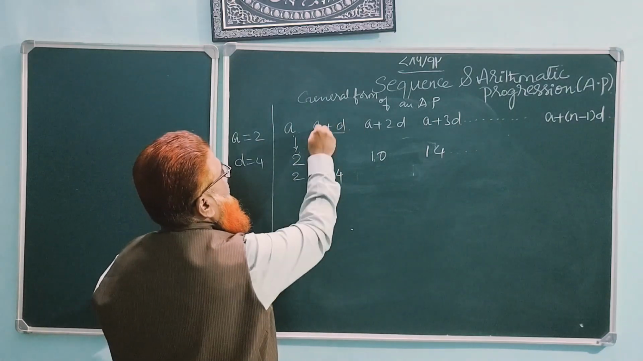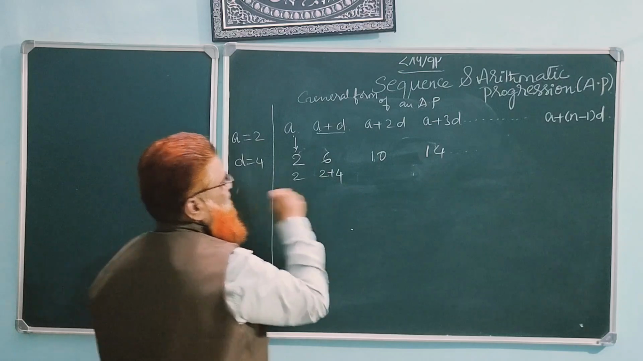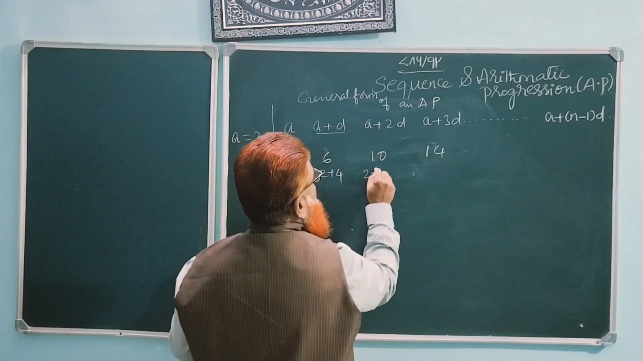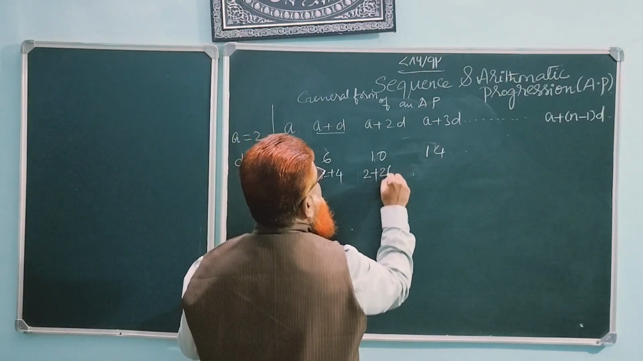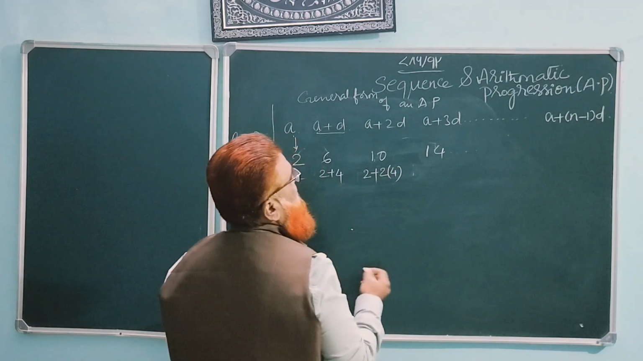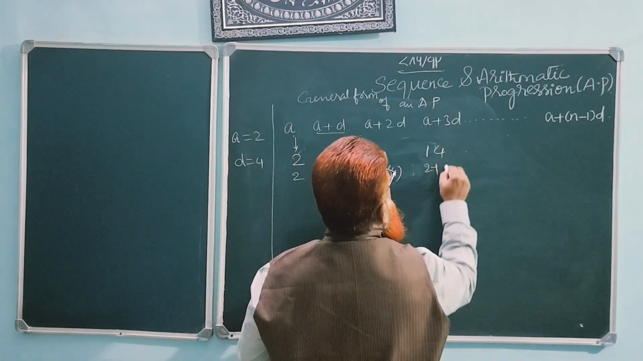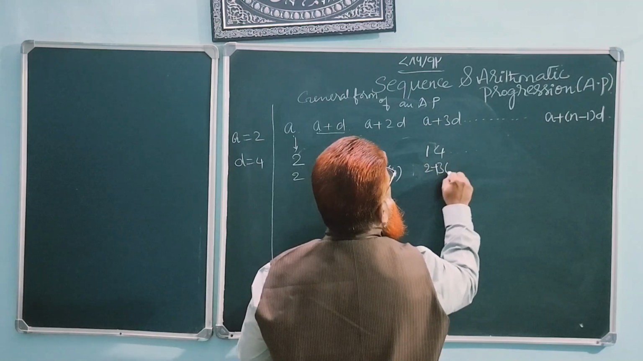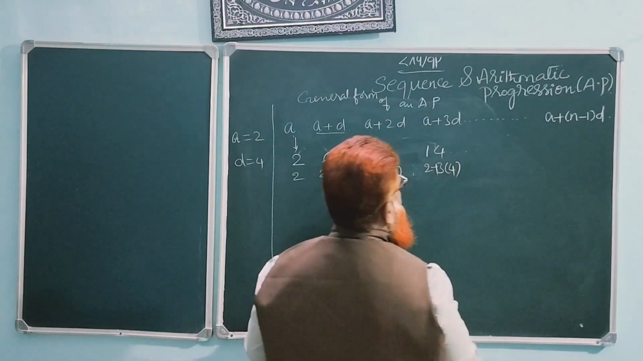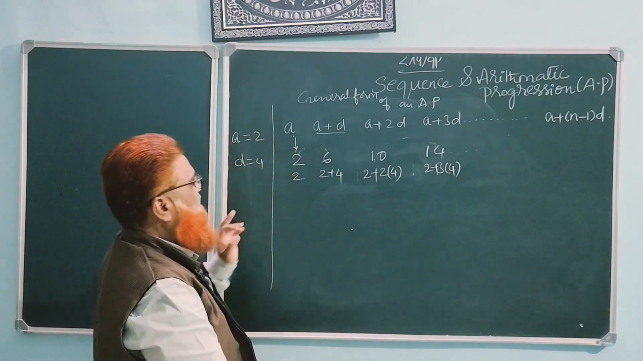And a plus d, a is 2 and d is 4. A plus 2 plus 2, what is d? Again it is 4. Then a plus 3d, 2 plus, then what is it? 3 into 4. Right. So do you find this one?